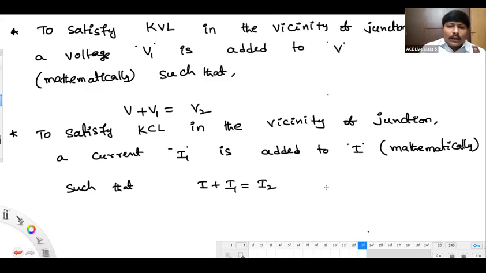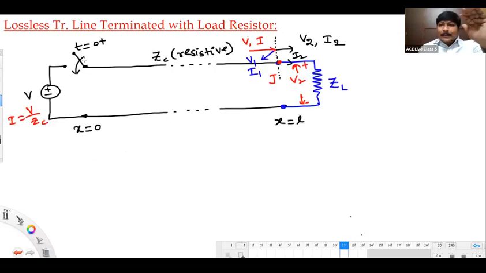V2. So from this point, what you should understand is that at time t equals 0 plus, V comma I propagated on the line. After reaching the end, the resultant voltage and currents are V2, I2. Then from time capital T onwards, voltage and currents along the line will be modified to V2, I2.